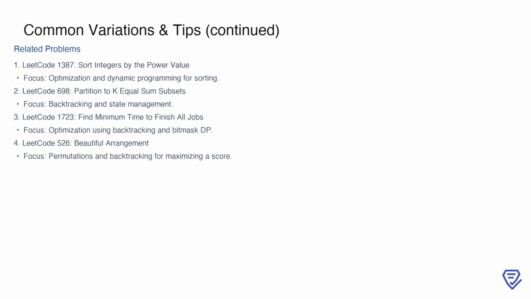If you want to deepen your understanding, exploring related problems can be very helpful. For instance, LeetCode 1387, which focuses on sorting integers by the power value, involves optimization and dynamic programming techniques. LeetCode 698, partition to k equal sum subsets, emphasizes backtracking and state management. LeetCode 1723, find minimum time to finish all jobs, deals with optimization using backtracking and bitmask DP. Finally, LeetCode 526, beautiful arrangement, is another problem that involves permutations and backtracking to maximize a score. Studying these problems will help you develop a better intuition for solving similar optimization challenges.